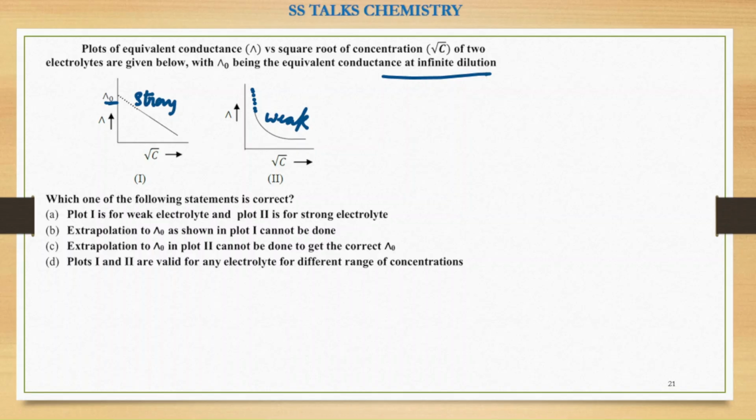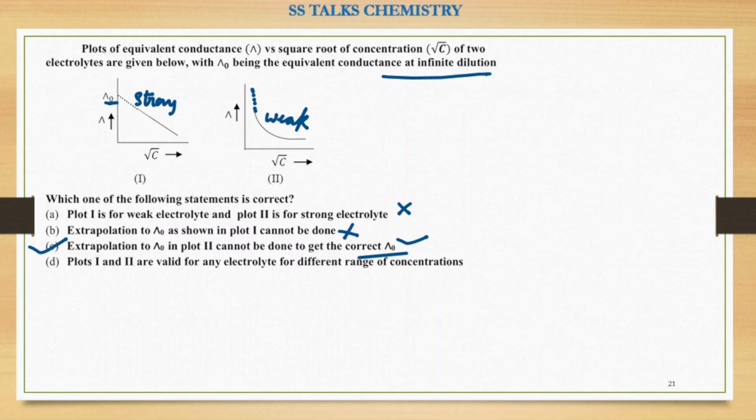Okay, so plot 1 is for the strong electrolyte. The first statement says it's for the weak electrolyte and the second is for the strong. This is incorrect. The second statement says extrapolation to lambda naught as shown in plot 1 cannot be done. No, it can be done. That is for the strong electrolyte. C says extrapolation to lambda naught in plot 2 cannot be done to get the correct lambda naught at infinite dilution. This statement is true, that in the second one you cannot do the extrapolation to get the infinite dilution value. So this is going to be the correct answer.